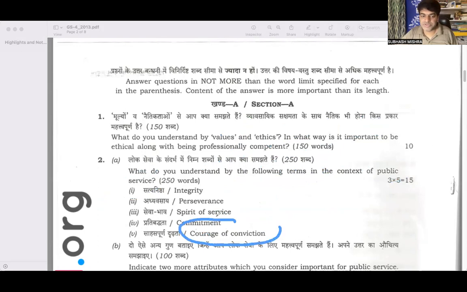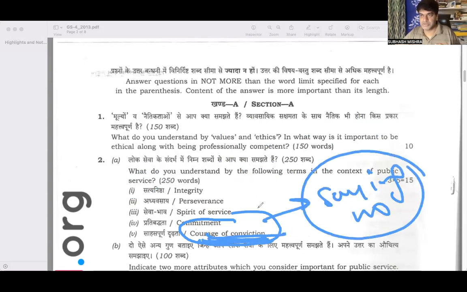Then courage of conviction. Conviction is nothing and courage is nothing without your uprightness. If you are upright, you are courageous in the service. So courage of conviction means saying no. Not a yes man, but even a no man. If your service is hindered by local politicians, you will say no to them. I will not do it without any cause.